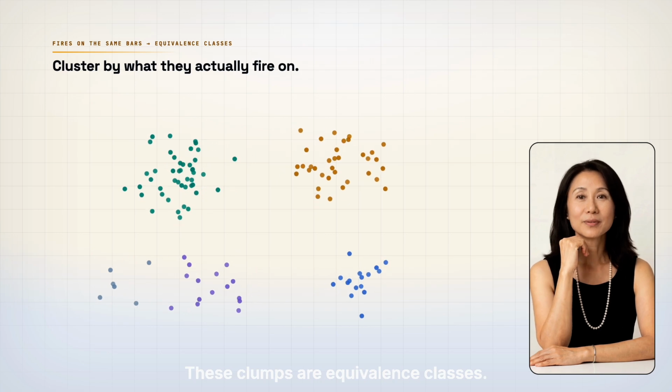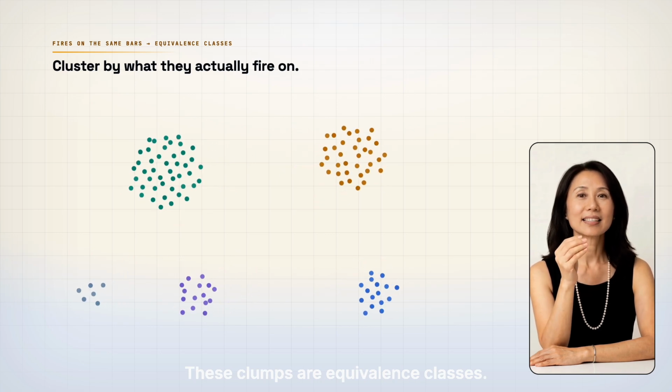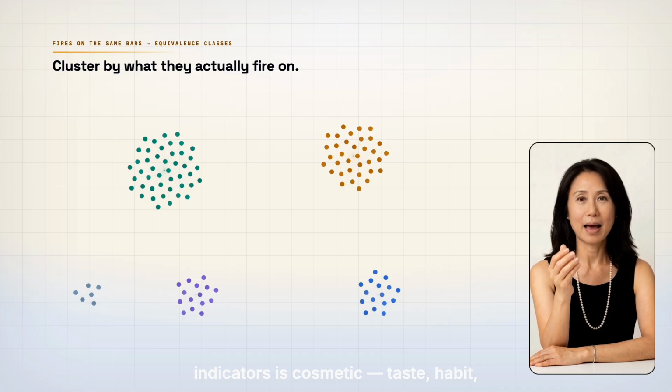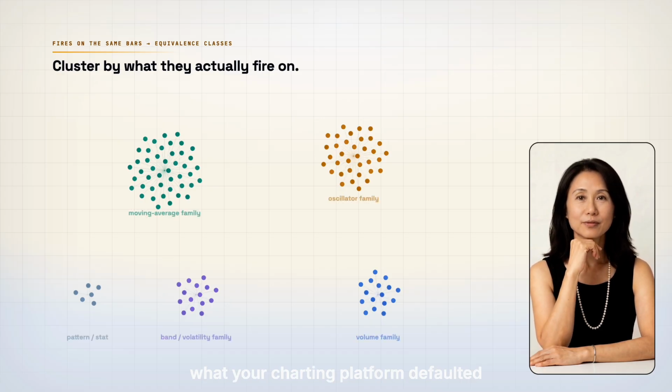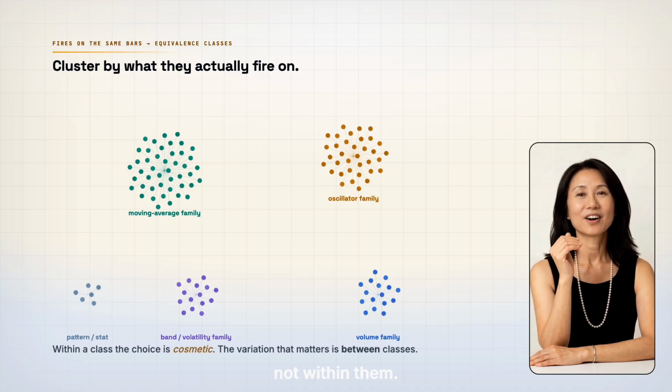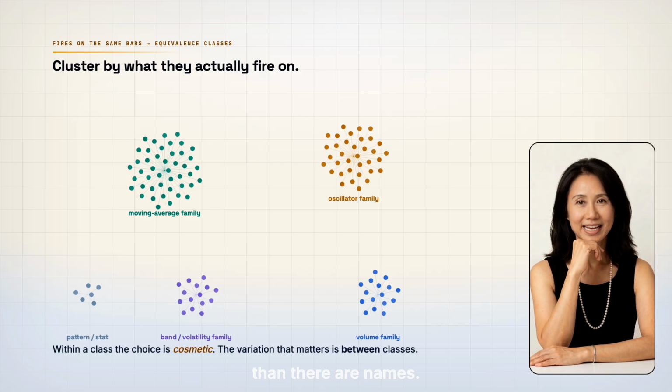These clumps are equivalence classes. Inside a class, the choice between indicators is cosmetic, taste, habit, what your charting platform defaulted to. The interesting variation is between classes, not within them. And there are far fewer classes than there are names.